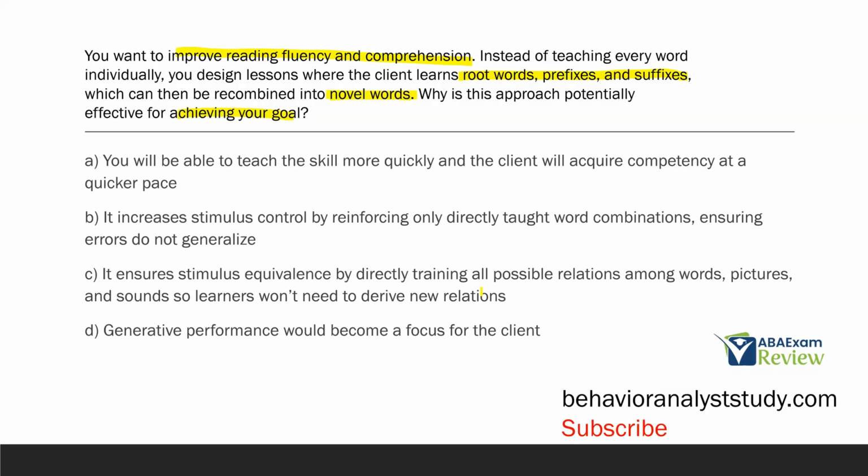C, it ensures stimulus equivalence by directly training all possible relations among words, pictures, and sounds, so learners won't need to derive new relations. Again, we're not trying to teach all possible relations, we're trying to evoke novel words. So B and C are both wordy and they sound good, but both are directly opposed to what we're trying to do. D, generative performance will become a focus for the client.